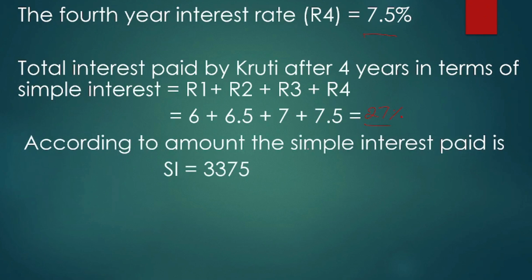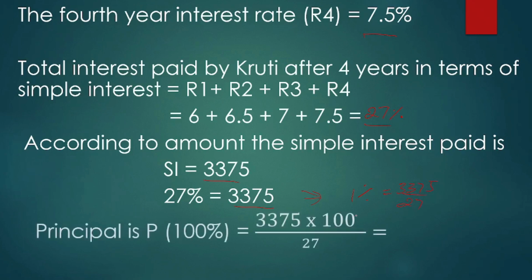But in terms of money, it is 3,375. So 27% here is equal to 3,375. Then 1% will be 3,375 by 27. So the principal in terms of percent is 100%. So the principal 100% is 3,375 by 27 into 100.